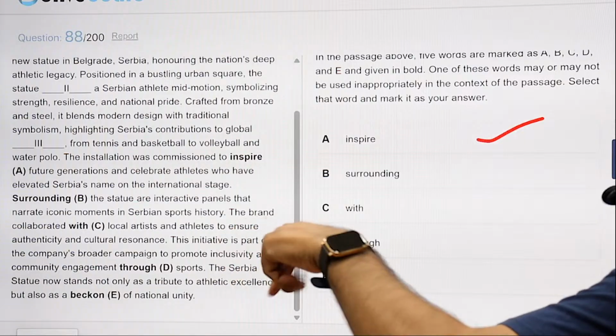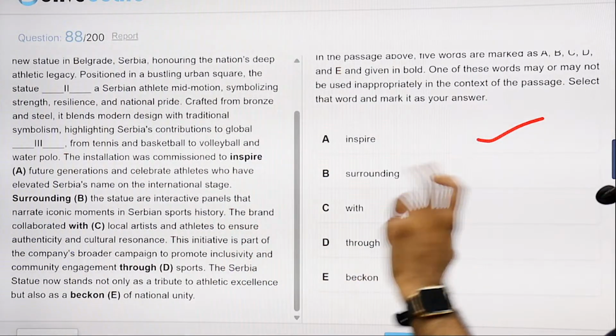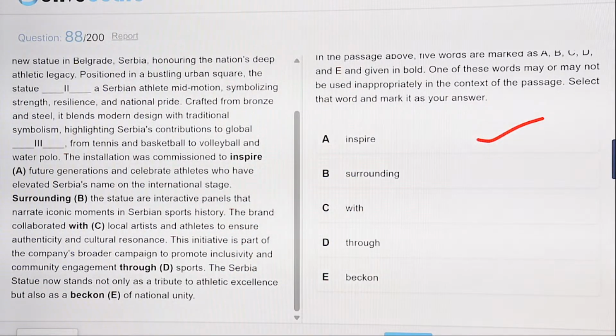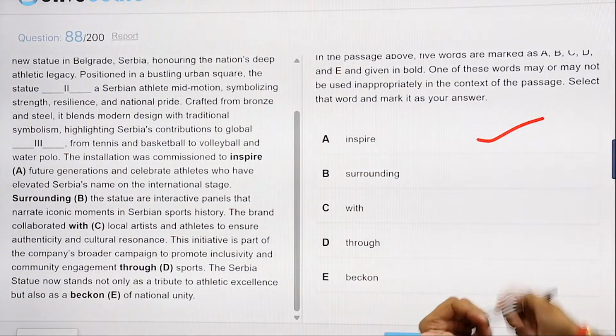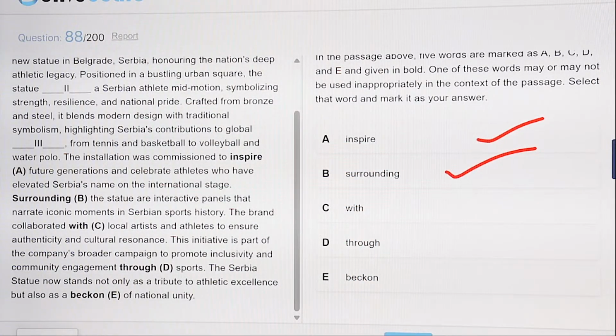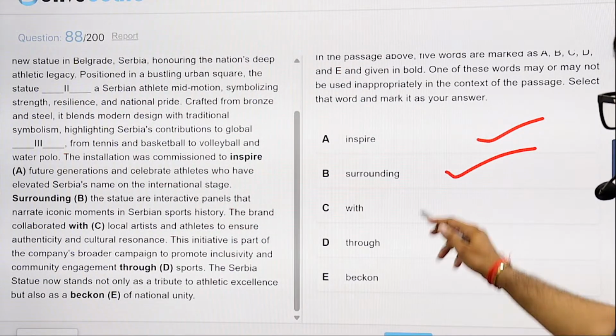Surrounding the statue are interactive panels that narrate iconic moments in the sports history. Surrounding the statue are interactive panels. That is also fine. I don't think so. It needs to be changed. The brand collaborated with the local artists. Collaboration with is all correct.